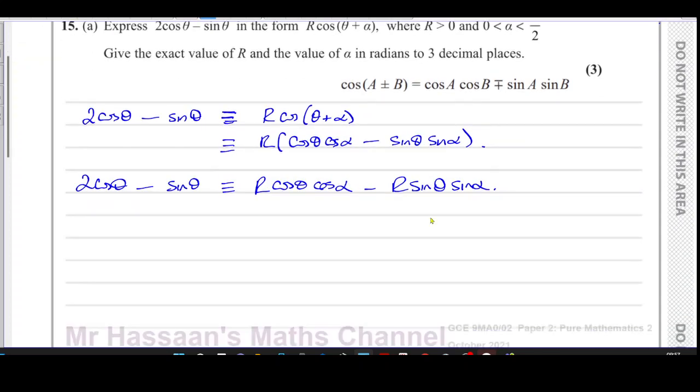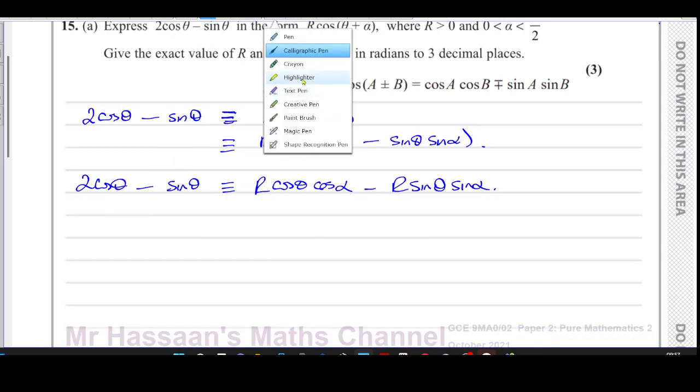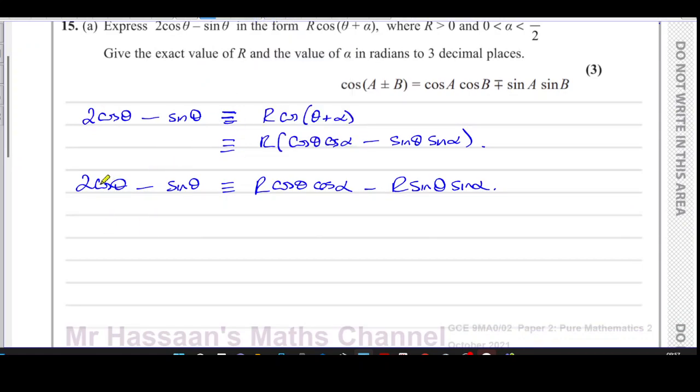We can do that by what's called comparing the coefficients. So if I look at the coefficient of cosine theta on this side, and the coefficient of cosine theta on this side, they must have the same coefficient.